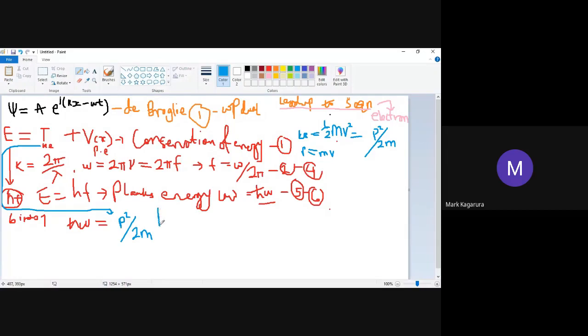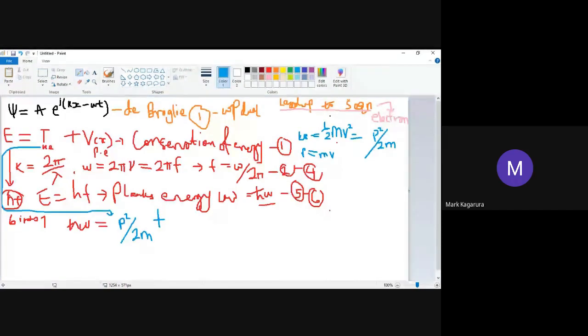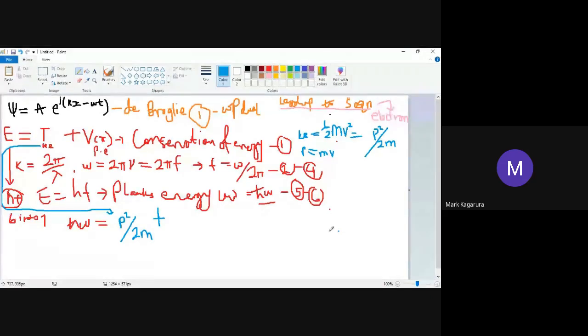And then we are left with potential energy now. Potential energy is just V(x), because you don't know the potential. Actually, you're solving for the potential. Sometimes we eliminate the x to make the discussion a bit easier, and sometimes we just include it.